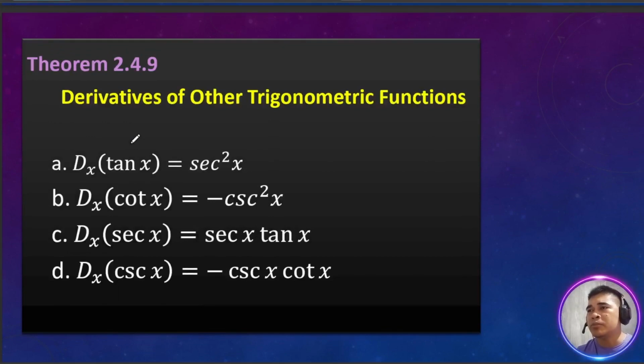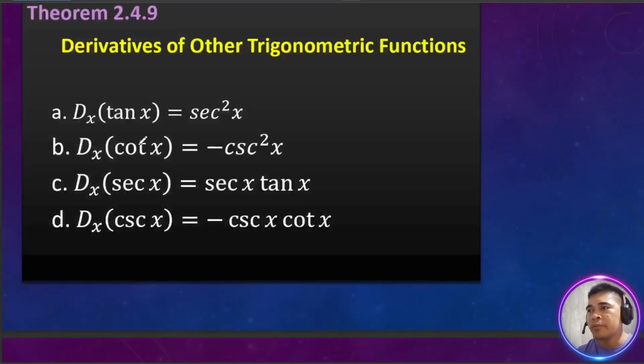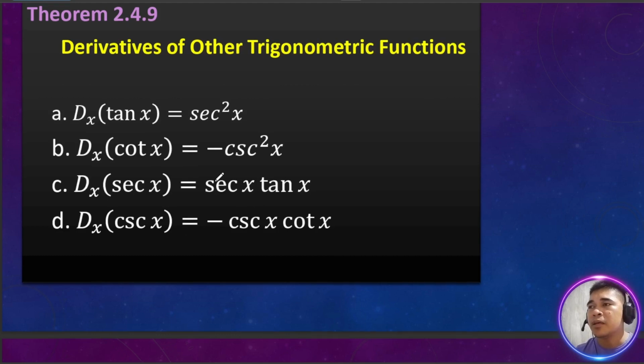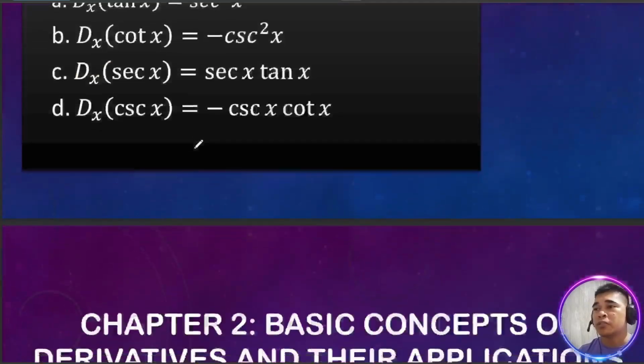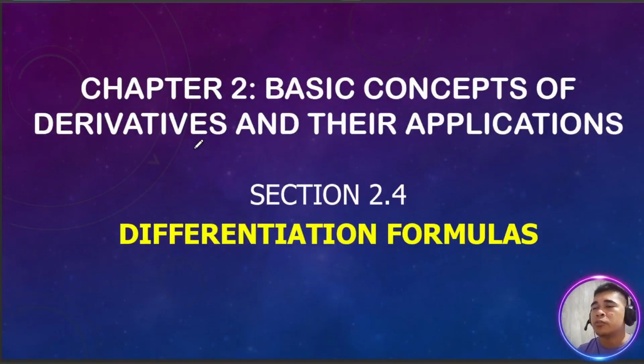Next is the derivatives of other trigonometric functions. So human naman ang derivative of sin x o cosine x. For derivative of tangent x, that is equal to the square of secant x. Derivative of cotangent x is equal to negative square of cosecant x. Derivative of secant x is equal to secant x times tangent x. And the derivative of cosecant x is equal to negative cosecant x times cotangent x. So, timan ani nga mga derivatives for trigonometric functions. And that's it for differentiation formulas.